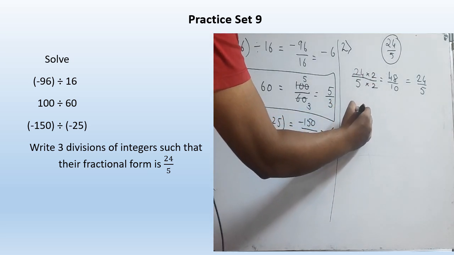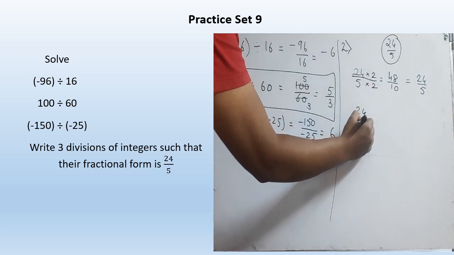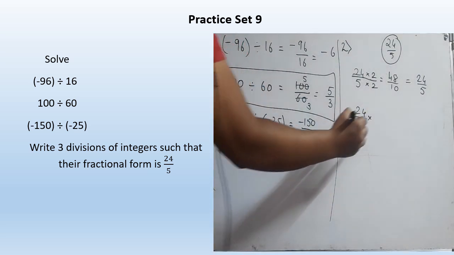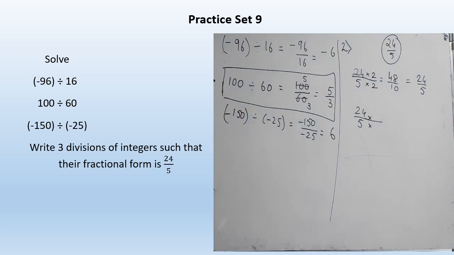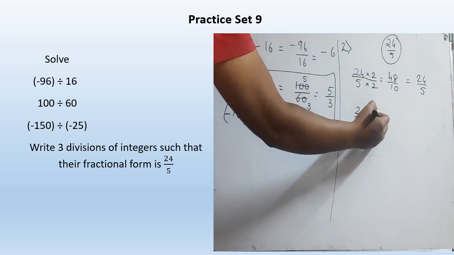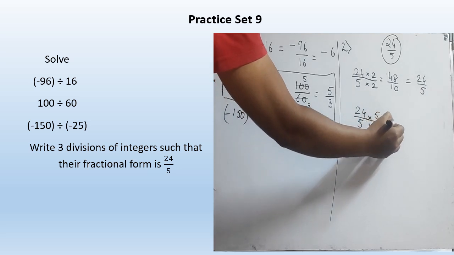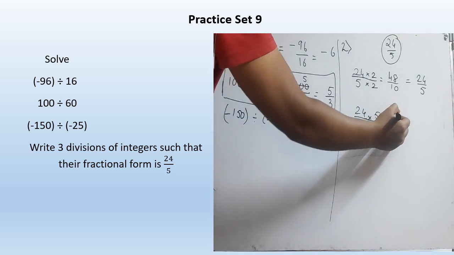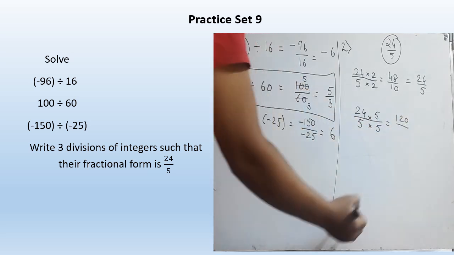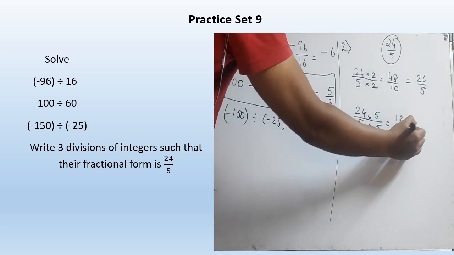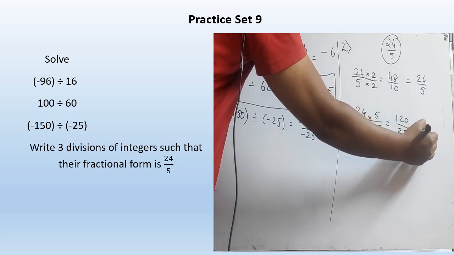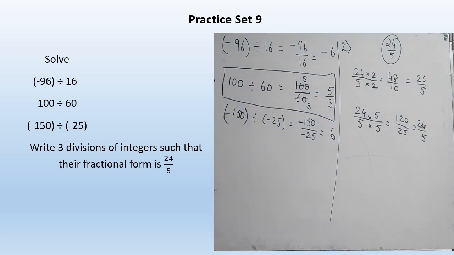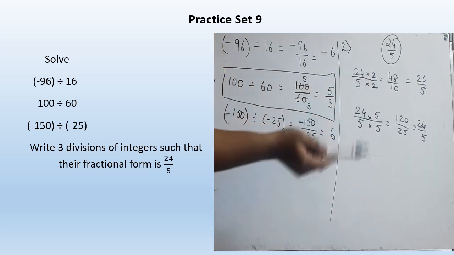One more we'll look at. Again 24 upon 5 we need. So we are going to multiply both the numerator and the denominator by a common number. Say 5 and 5. So what do you have? 24 into 5 is 120 divided by 25. So this again, when you divide, the resultant answer you will get is 24 upon 5. Now see, we are dividing by positive only. Let us try with negative also.